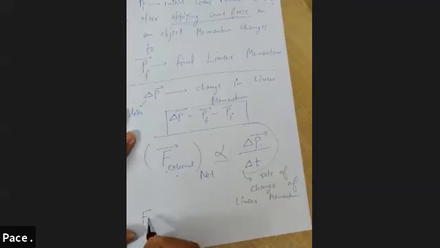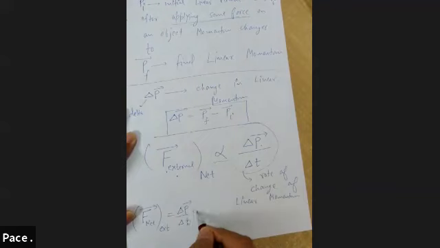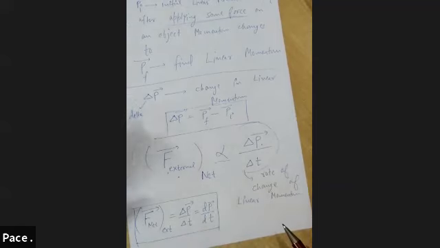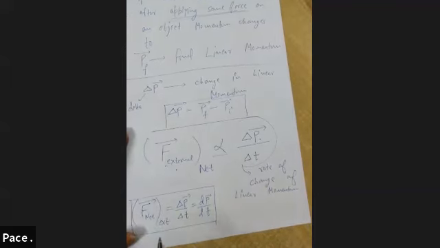So the final equation given to us was F net, the net force, force is a vector quantity, net external force acting on a body, is equal to delta P upon delta t. And this can also be written as dP upon dt, the differential form, when the change is very small. So simply you have to remember that net external force, this is the second law equation, Newton's second law equation.